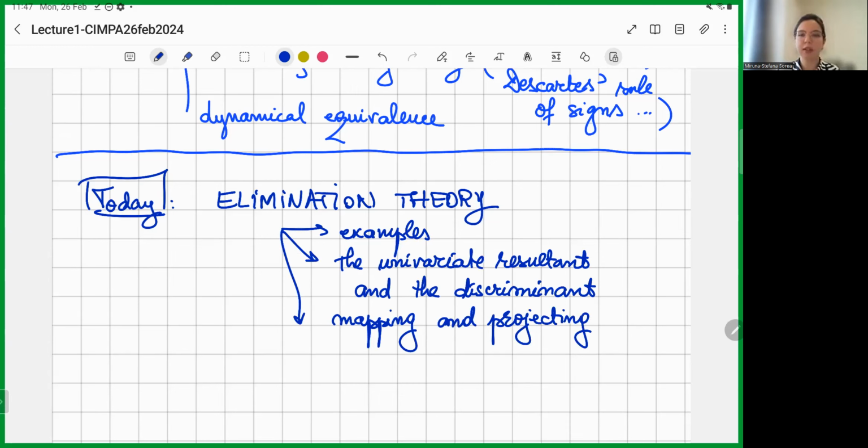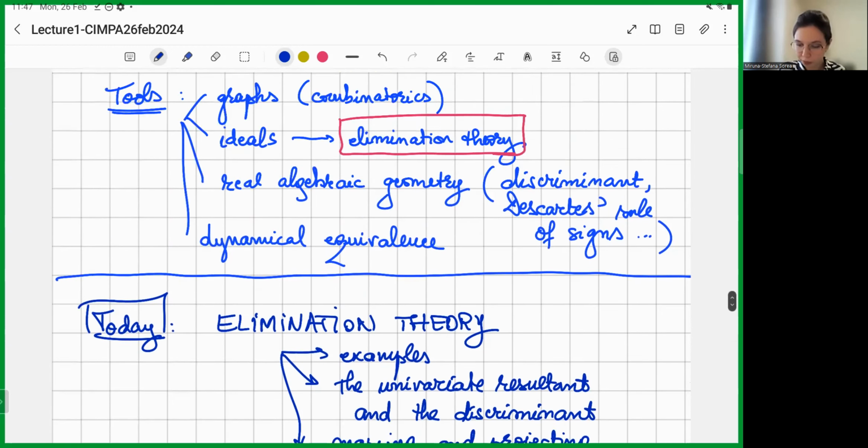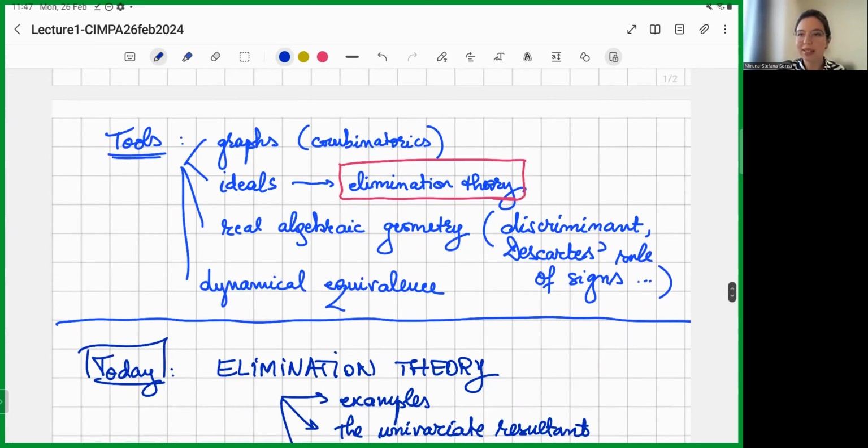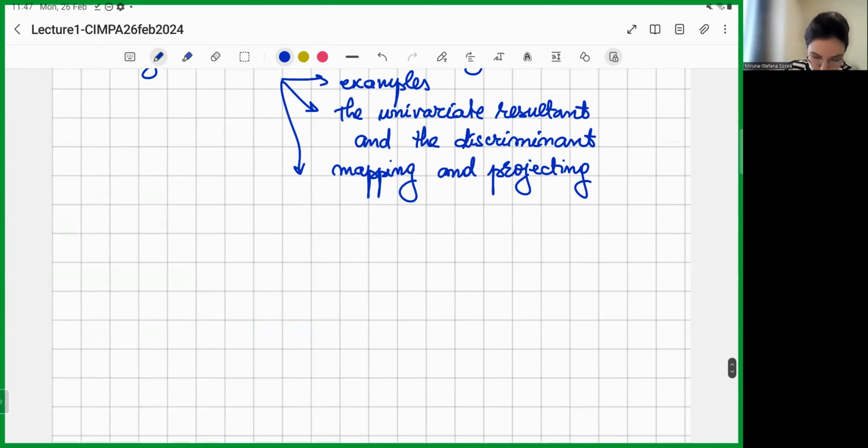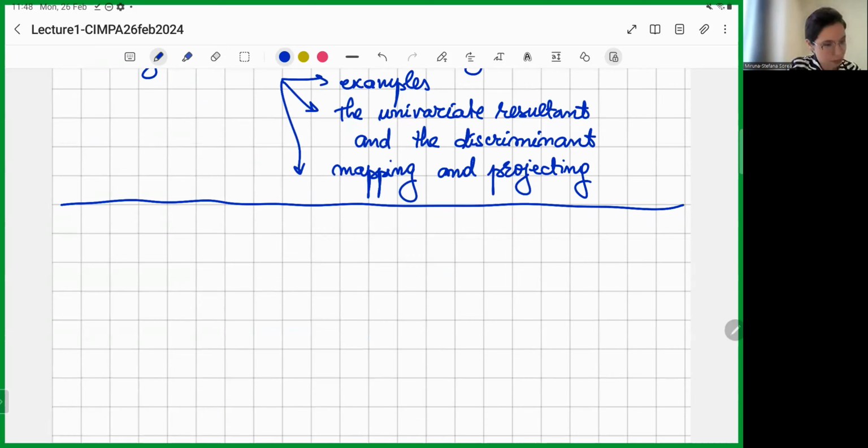So the Gröbner basis approach in elimination theory, which actually will help us later on to compute some moduli space, some parameter space for the toric dynamical systems. Okay. So I'll start with an example.